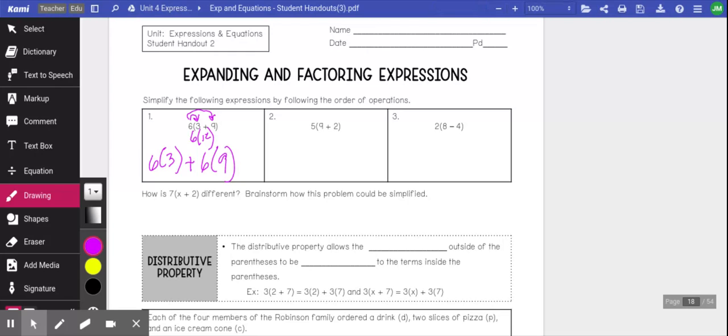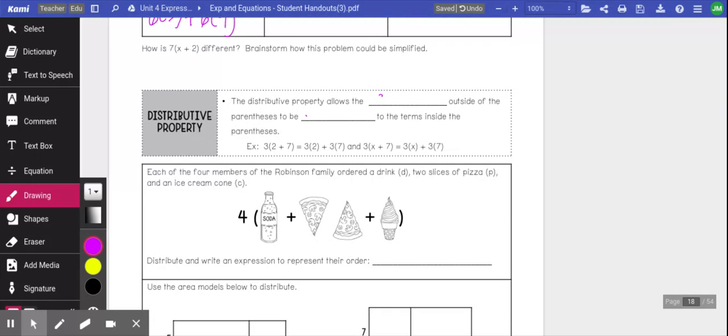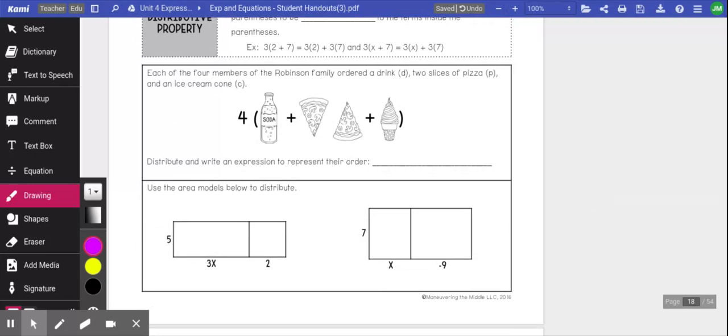Okay. So down here on this bottom spot, the distributive property allows the number on the outside of the parentheses to be distributed to the terms inside the parentheses. So they're giving examples, of course, on how that would happen. A scenario that we could use here, those Robinsons again, that went to the county fair and bought pizza, sodas, and ice cream cones. Well, now they're telling us there are 4 of them. And since all 4 of them ordered the same thing, they simplified their expression to make it easier. We know each one of them is getting a soda, 2 slices of pizza, and a cone.